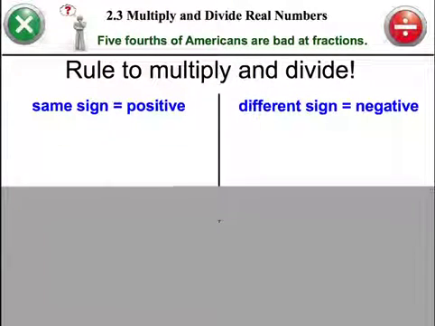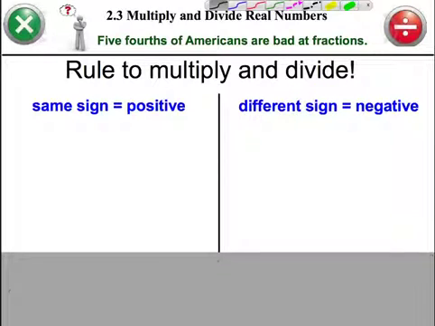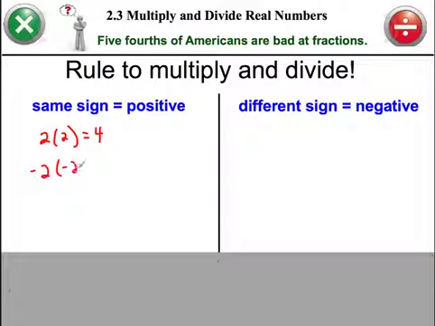Let's make sure we got the main rules to this. We're going to use a lot of calculator, but you got to know this. When you multiply or divide numbers, if you have the same sign, like a positive times a positive, you get a positive. A negative times a negative, like -2 times -2, is also positive. So remember, same sign equals a positive.